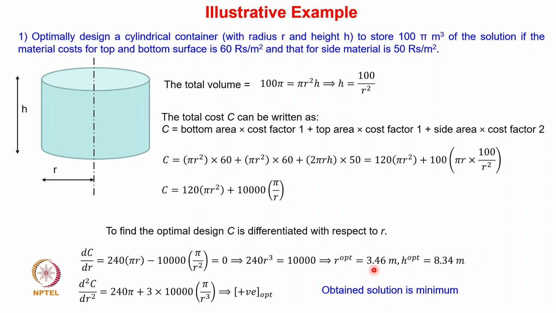and corresponding to that we can put this r into this particular equation 100 by r square, and we can calculate the optimum value of the height, and that optimum value of the height comes around 8.34 meter. So if we design a cylindrical container with radius of 3.46 meter and height equal to 8.34 meter, that is going to minimize the cost required for the fabrication of this particular cylindrical container.